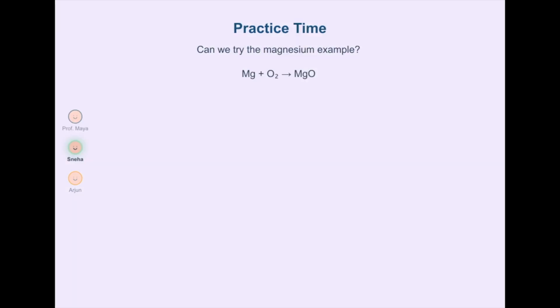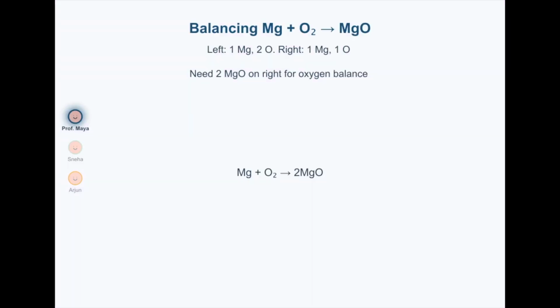Professor Maya, can we practice by balancing our original magnesium example? Mg plus O2 gives MgO. Great practice idea, Sneha. Left side 1 Mg, 2 O. Right side 1 Mg, 1 O. To balance oxygen, we need 2 MgO on the right side.